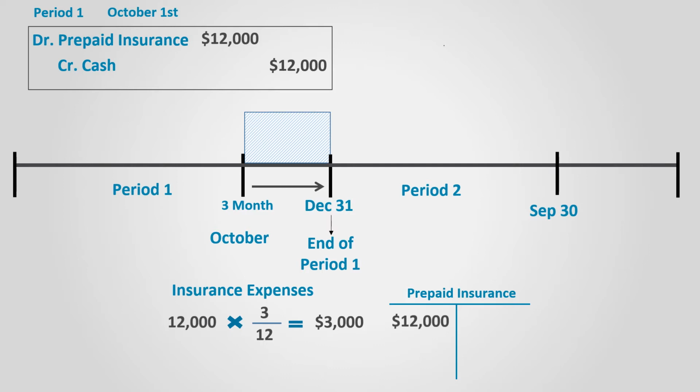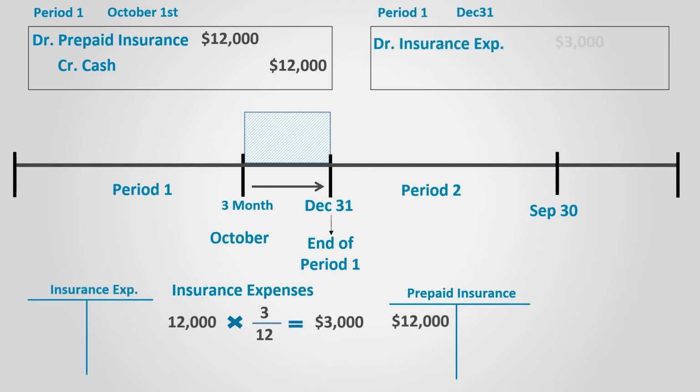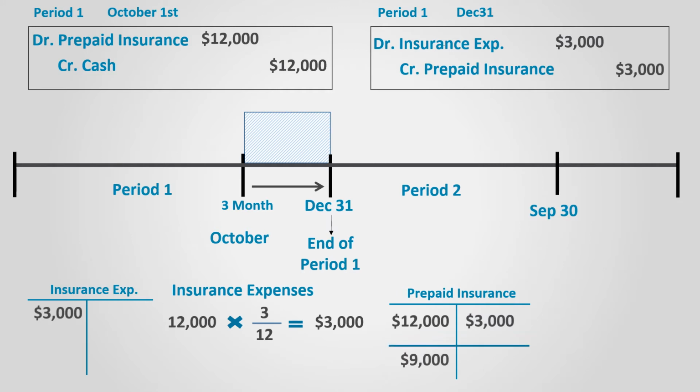To adjust that, insurance expense must increase by $3,000, and then the prepaid insurance as an asset must be decreased by such an amount. The prepaid insurance account balance is now $9,000, which represents the insurance service that is to be provided during the 9 months of the following period.